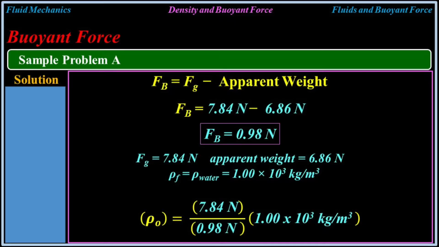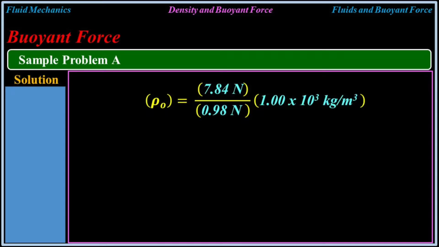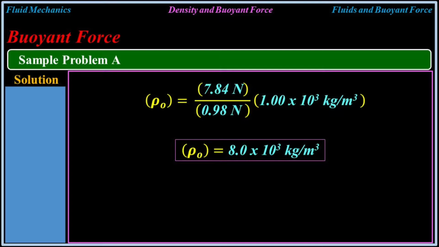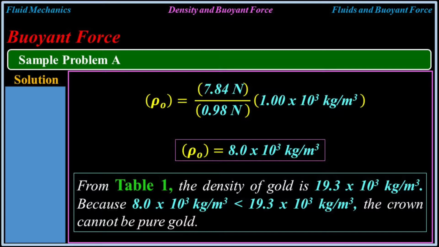So there is the plug-in, and then calculate it, and you get 8 times 10 to the third kilograms per cubic meter. From table 1, the density of gold is 19.3 times 10 to the third kilogram per cubic meter. Because 8 times 10 to the third kilogram per cubic meter is less than 19.3 times 10 to the third kilogram per cubic meter, the crown cannot be pure gold.